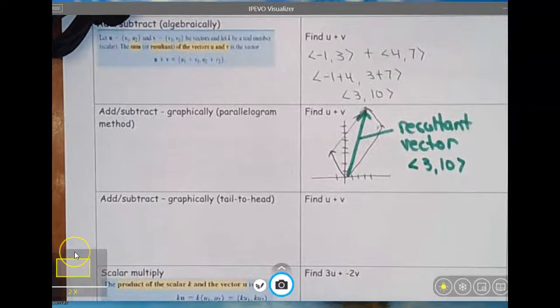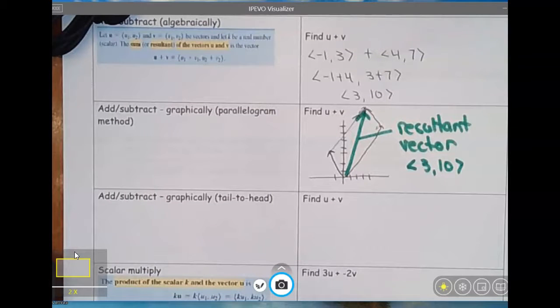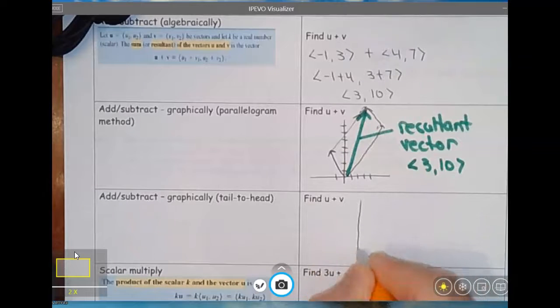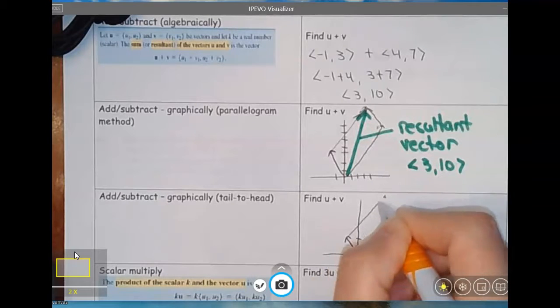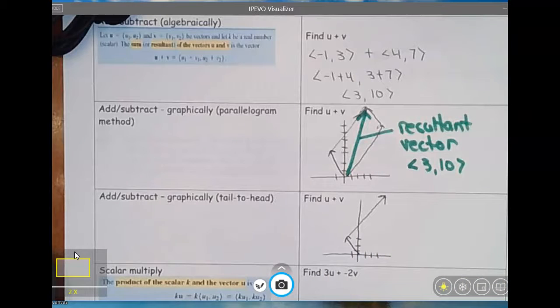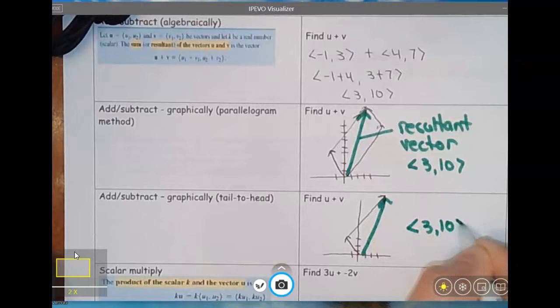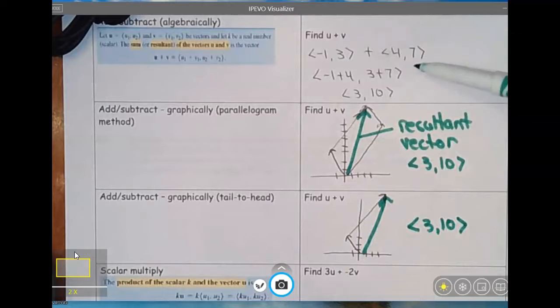Okay, the second method, how we can add and subtract graphically, is the tail to head. So again, in this particular case, we would draw a vector which was <-1, 3>. And then from there, we add on that vector which would be <4, 7>. So that means we are going to the right 1, 2, 3, 4, and then we're going up 7. And again, from here to here is that resultant vector, and we should end up with the components <3, 10>. Now, obviously, just adding the components is the easiest way to do it, but oftentimes we'll see examples where it might be beneficial to look at it from a graphical standpoint.